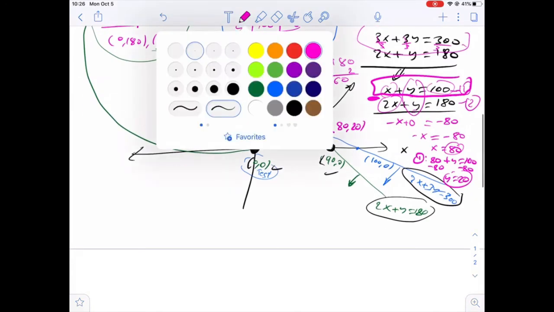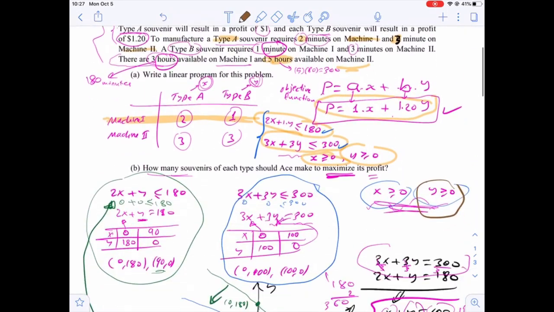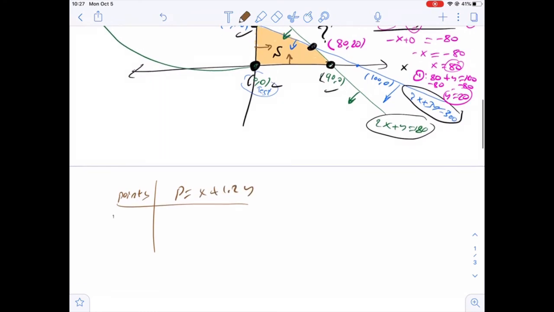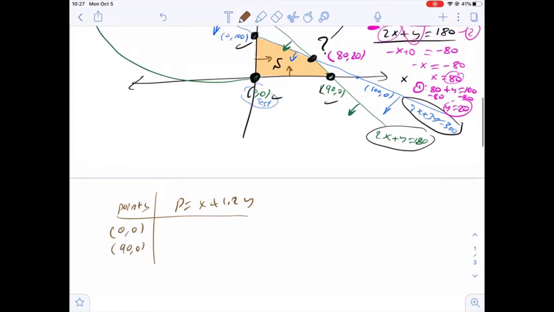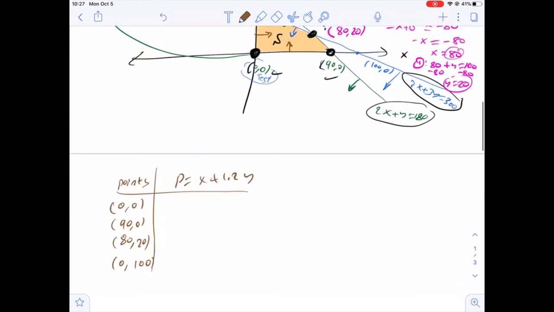So now we have the 4 points. We make a table with the corner and P, which is x plus 1.2y. The points are 0, 0; 90, 0; 80, 20; and 0, 100. When we plug in 0, 0, we get 0. When we plug in 90 and 0, we get 90. And for 80 and 20, x is 80 plus 1.2 times y, with y equal to 20. When we compute this, we get 104.